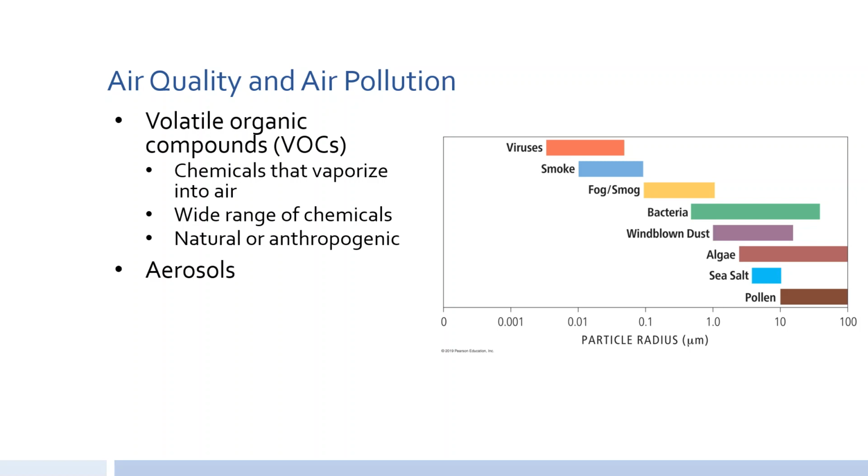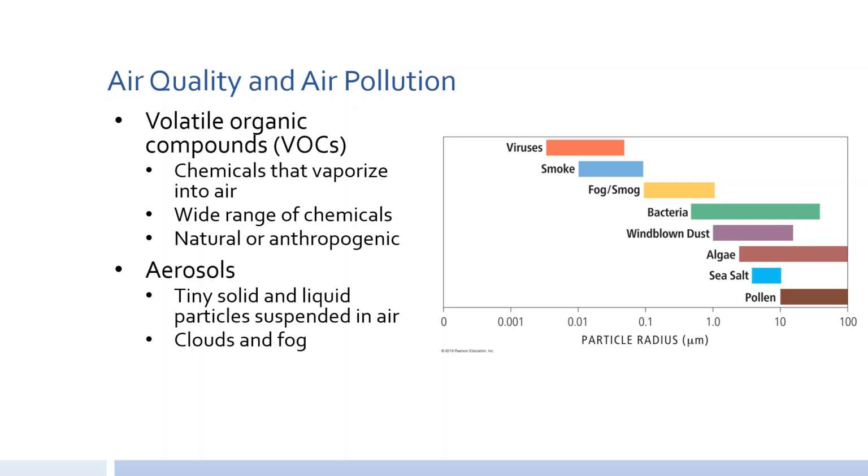Then we also have aerosols, which are tiny solid and liquid particles that are suspended in air. So you can think about clouds and fog. The size of the particle determines its residence time, and that means how long it's staying in the atmosphere. So you can see here, this is a graph on the right that's showing the particle radius, or the size of the particle. Viruses, much smaller. Pollen, much, much larger, right? So smoke and fog and smog can stay in the air, generally speaking, much longer than pollen is going to stay in the air because it's much larger.